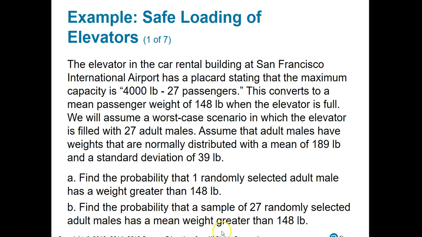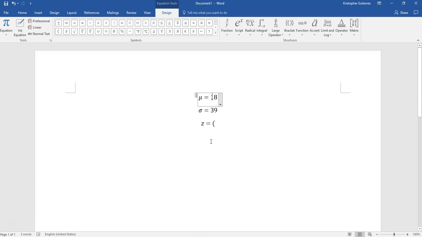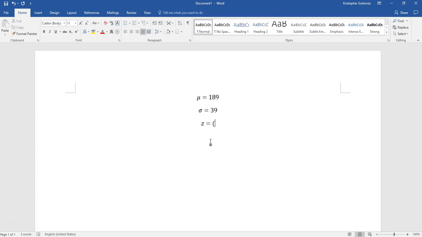Alright, so we have a mean, mu is equal to 189 pounds, and sigma, our standard deviation, is 39 pounds. We want to keep that information there. So, A, find the probability that one randomly selected adult male will have a weight above 148 pounds. So let's write down what we have. The mean weight of a man is 189 pounds. Sigma is 39. And we want to figure out what our z-score is.